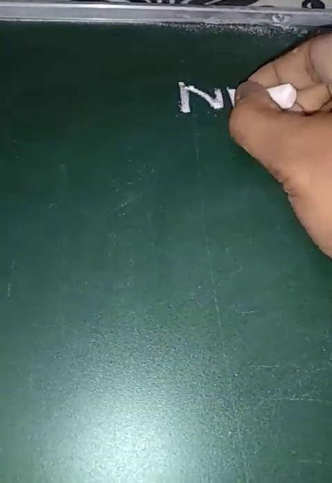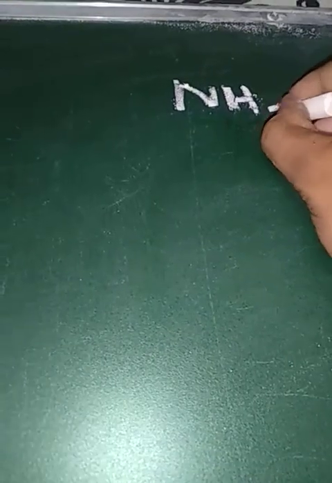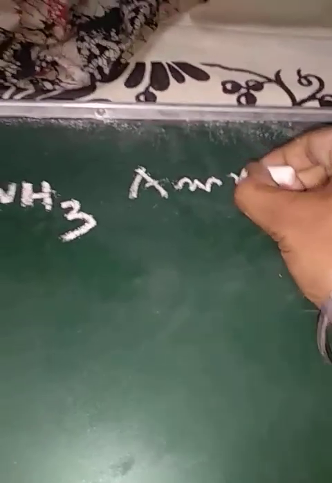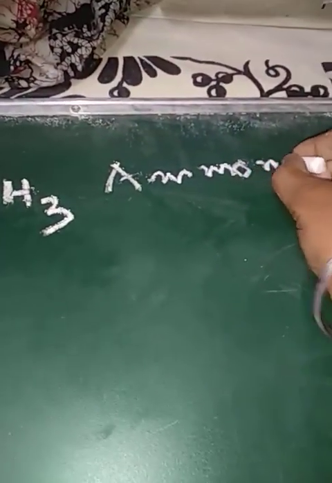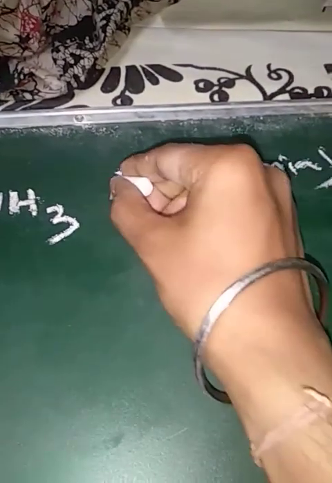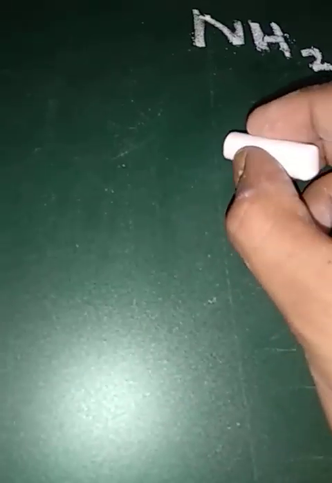Ammonia, known as NH3. Ammonia, isn't it? Ammonia. Okay. We'll consider only one molecule of ammonia and how it is oriented.